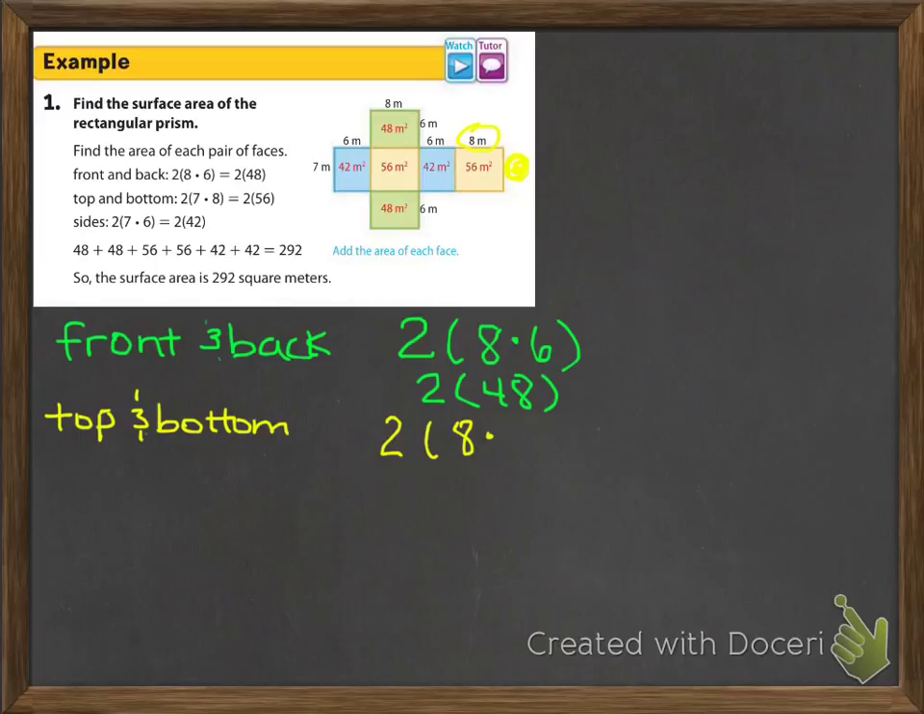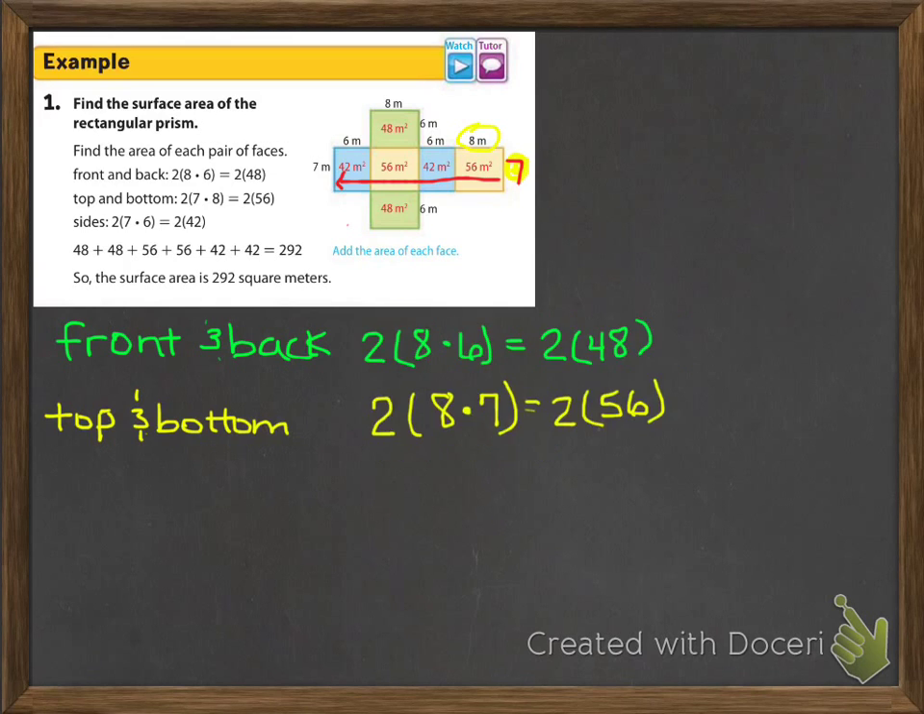But what we can do is look, and I'm going to use a different color pen. We can look all the way across from here to here, and we can see that this side right here is 7 meters. So that means this side is 7 meters. So that's where we're going to get that 7 from. So now it's going to be 2 times 8 times 7, which is 2 times 56. And I'm going to actually erase this and put it out to the right like they have it. 2 times 48.